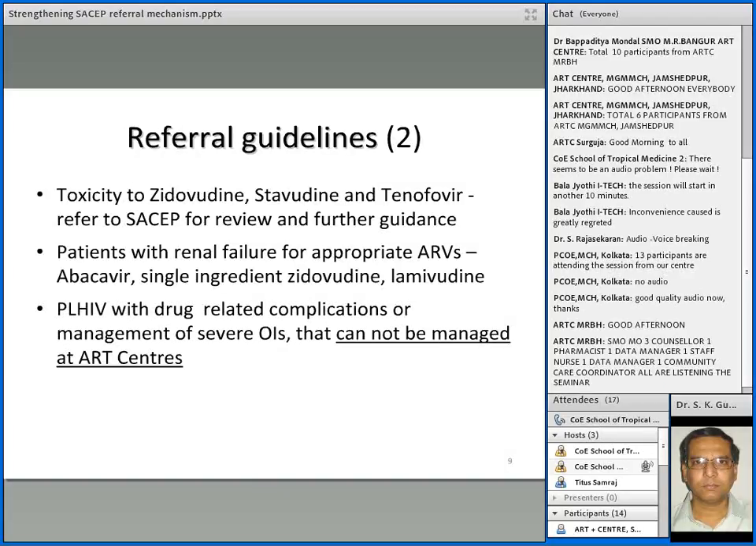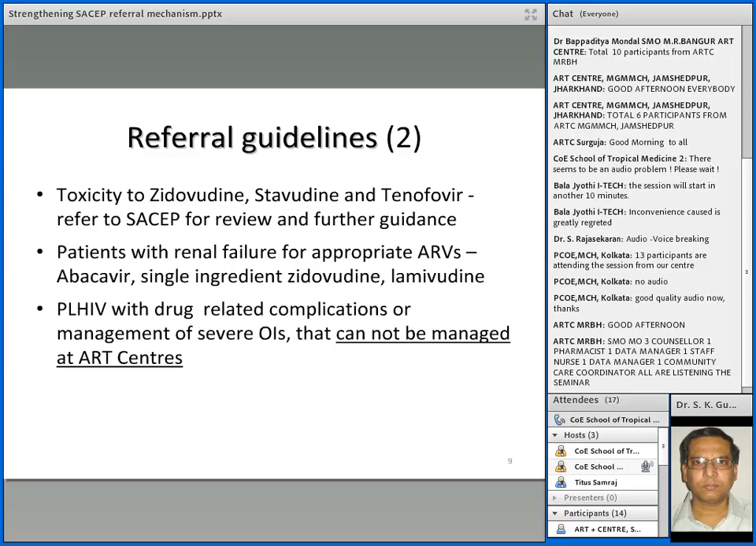Next, you can come across patients where there are toxicities to triple NRTIs, like say someone can be intolerant to zidovudine, maybe developing severe anemia, and stavudine, someone had received stavudine in the past and has developed severe peripheral neuropathy or lipodystrophy, or maybe had suffered from lactic acidosis or pancreatitis, where you cannot rechallenge them with stavudine. And if the patient's renal status is compromised, then definitely tenofovir you cannot actually use, in fixed dose combination of tenofovir and lamivudine. So these patients would require to be referred to the SACEP for review and further guidance.